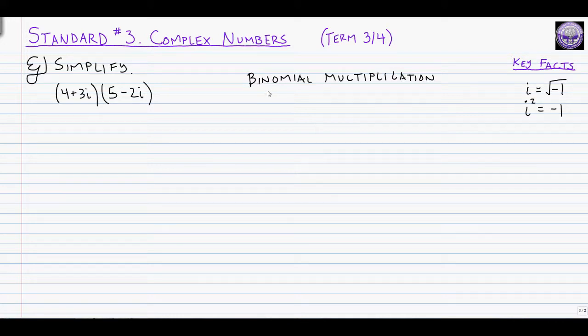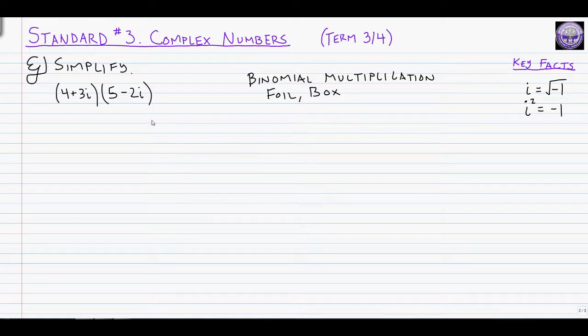There's a couple different ways. One way is FOIL, one way would be the box. There's lots of different ways you can handle this. And multiplication is really going to be an essential component when we go to dividing complex numbers. So we're going to do just like we would in any other binomial multiplication case. We're going to FOIL or use the box, whichever way we want to multiply. In this case, I'm going to use FOIL just because it's a little easier to do with my little pen here. So let me change the color.